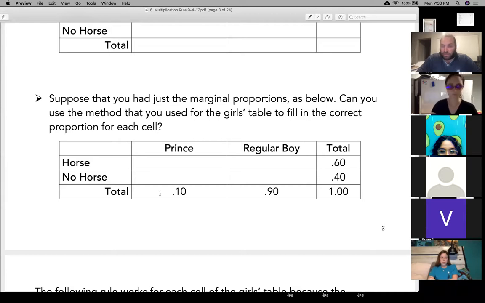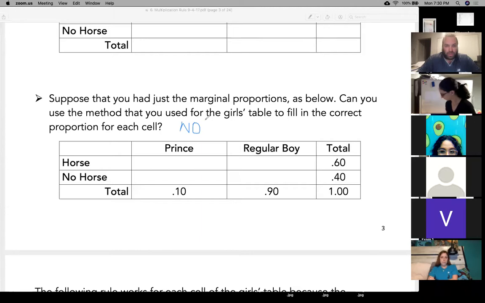Because you don't have independence. If you had independence, then sure, 6 and 54 and 38 and 4 and so on. But I don't have independence here, so there's nothing I can do to fill them out. The only way that you can go from having these numbers to having the inside numbers is if they are independent. If not, you can't do anything. So the answer here is no. You cannot. There is nothing you can do.